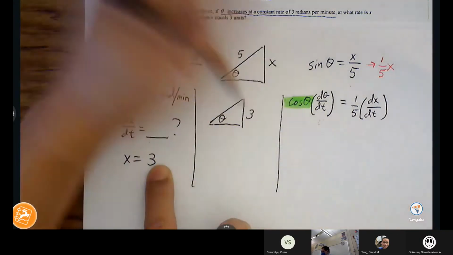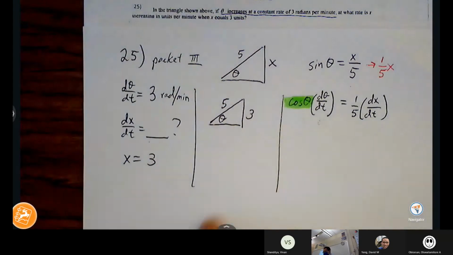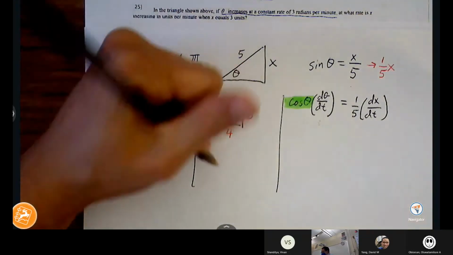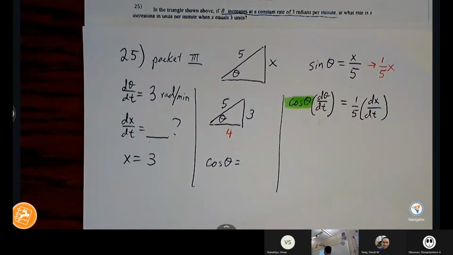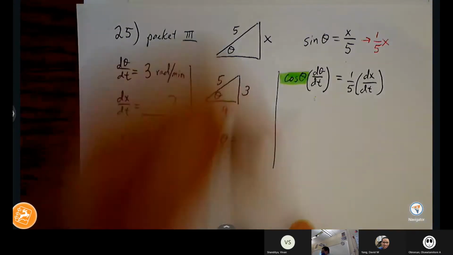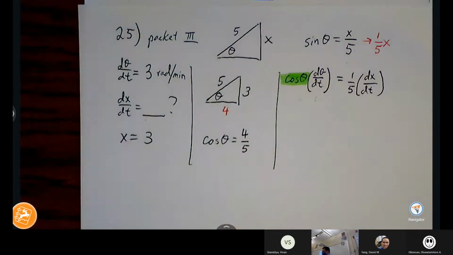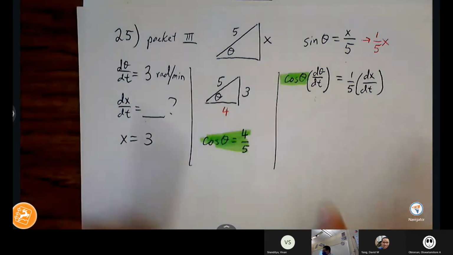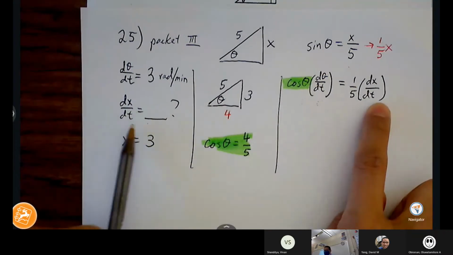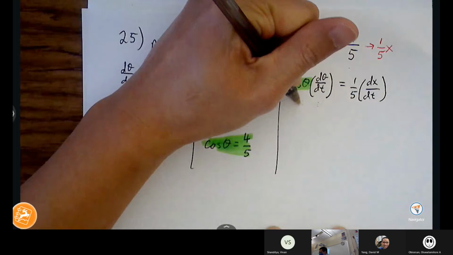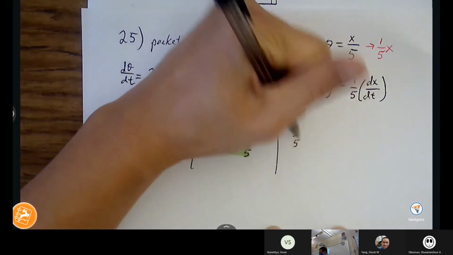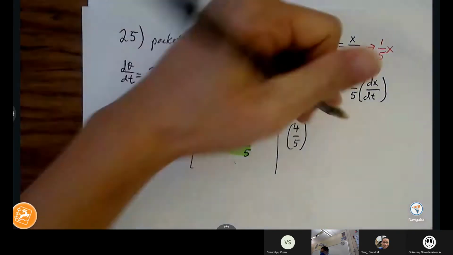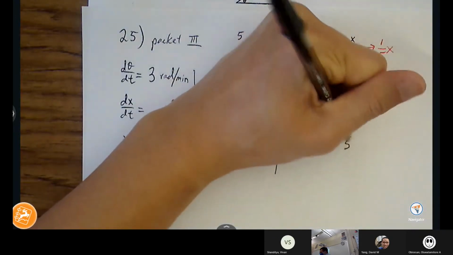Okay, x is 3. Hypotenuse is 5. Pythagorean theorem. I know that my missing side is 4. So now we can figure out what cosine of theta is, which is 4/5, so that is going to go in place. So I think we have everything accounted for, right? We have everything that we need to solve for our missing variable. So let's just plug in. Okay, 4/5 replaces cosine theta. D theta dt gets replaced with 3. And then we're just going to solve for dx dt.